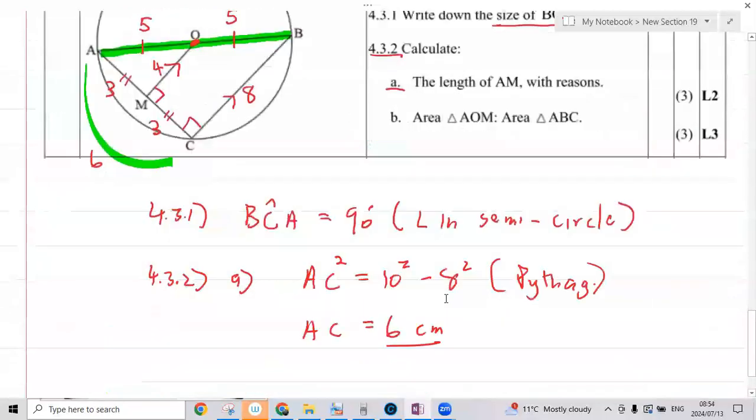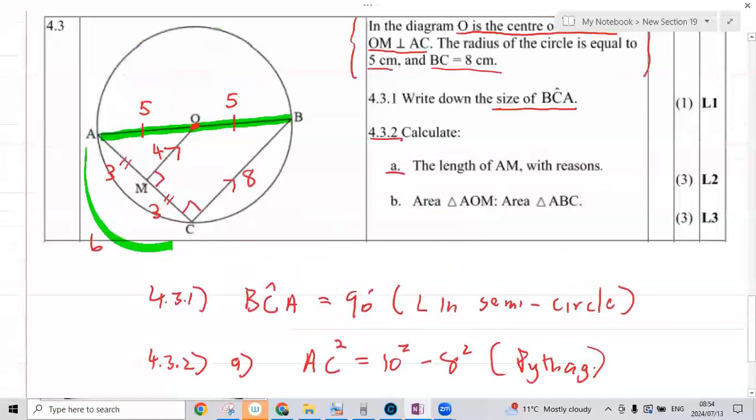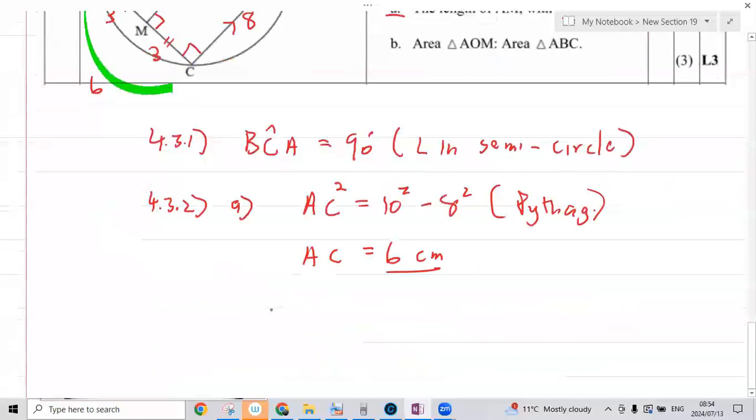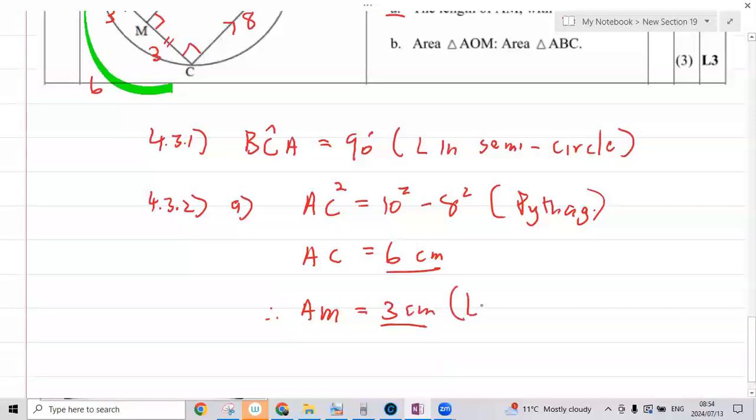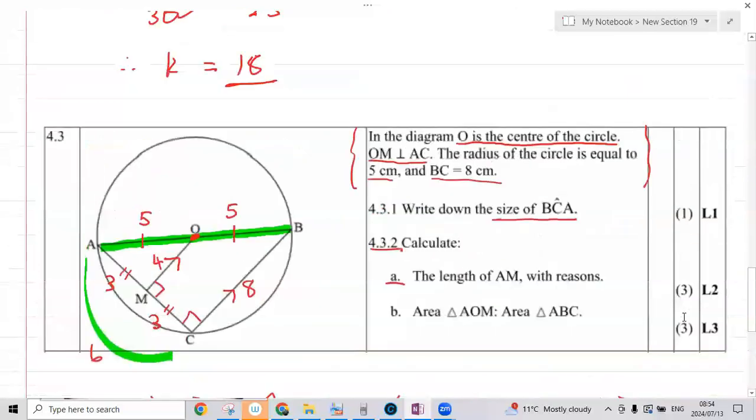The units is given in centimeters. Then we can now conclude that AM equals 3 centimeters, and the reason there will be line drawn from center perpendicular to chord. Okay, so line drawn from center perpendicular to chord. So we are given there.